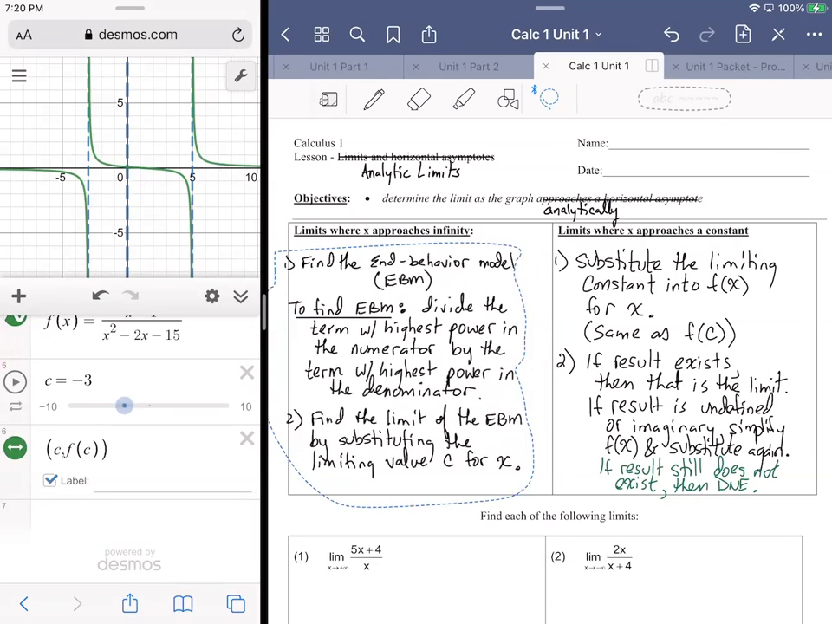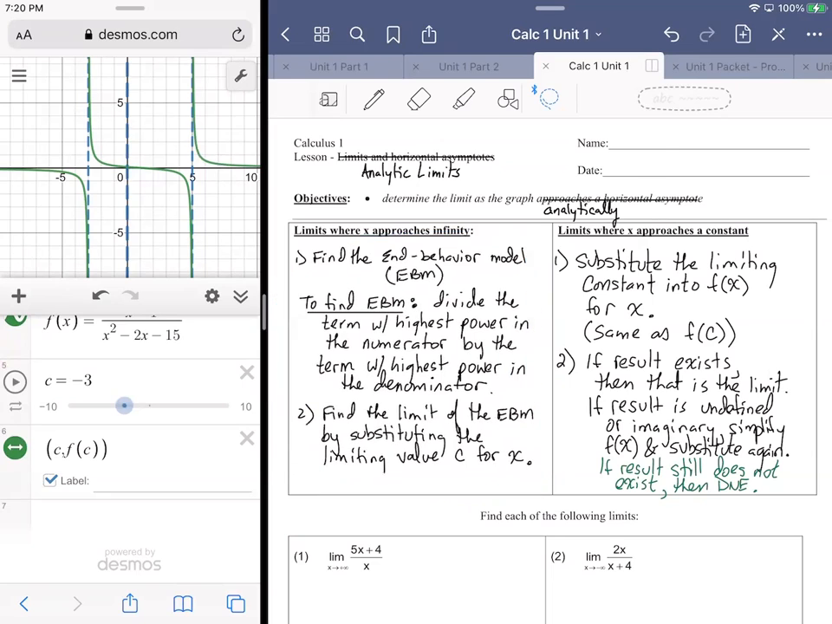All right, so substitute the limiting constant into f of x for x. The notation wise, that's the same as saying f of c. If you get an answer, if you get a nice clean answer, that's your answer. That's the limit. If you get something undefined, imaginary, or something else that's not an existing value, then simplify your f of x and do the process again. Substitute in again and see what you get.